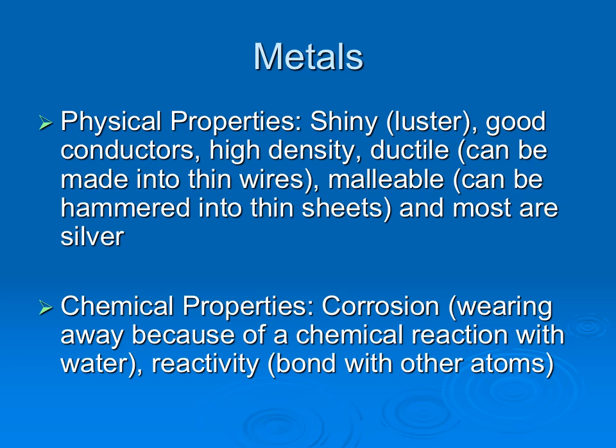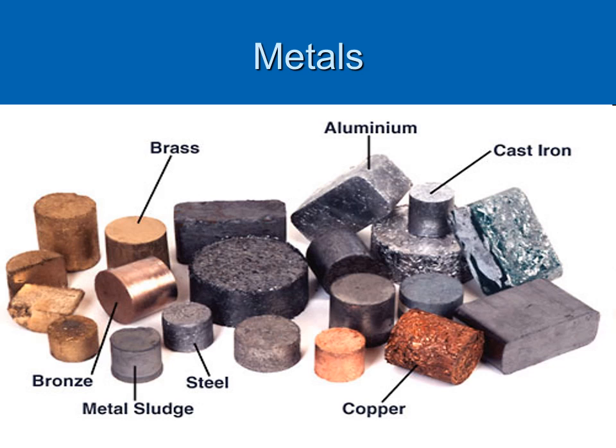So, some physical and chemical properties of metal. So we know metals are shiny, that means luster. They're good conductors, meaning electricity flows through them. They have high density, so they're very dense, they're heavy. They're ductile, which means they can be made into thin wires. They're malleable, which means they can be bent easily and hammered into thin sheets. And most of them are silvery. Chemical properties. Metals corrode, which means they wear away because of chemical reaction with water. And they're very reactive. They bond with other atoms. Here's some examples of some metals that you might be familiar with.